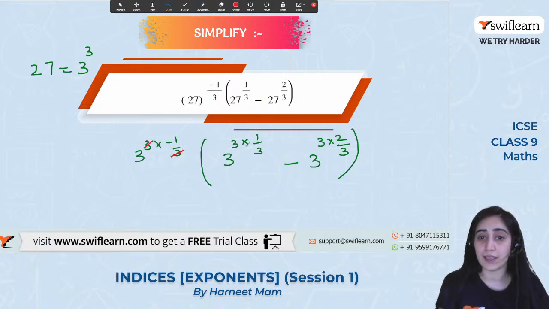This 3 and 3 are getting cancelled. This 3 and 3 are getting cancelled. 3 and 3 are getting cancelled. So what I'm left with is 3 raised to the power of -1 upon 3 raised to the power of 1 minus 3 raised to the power of 2.